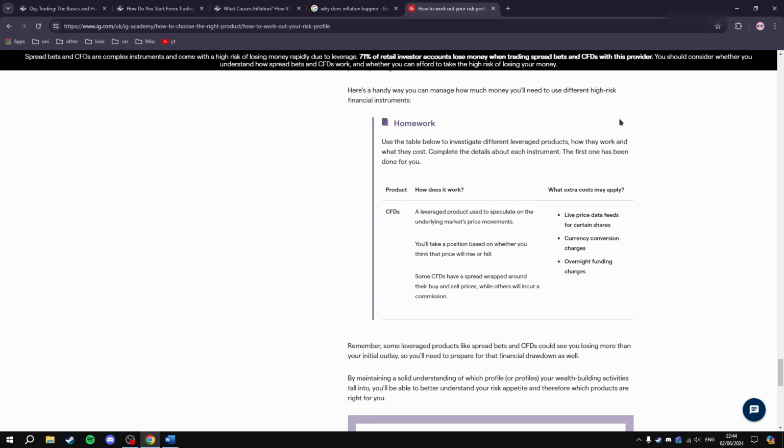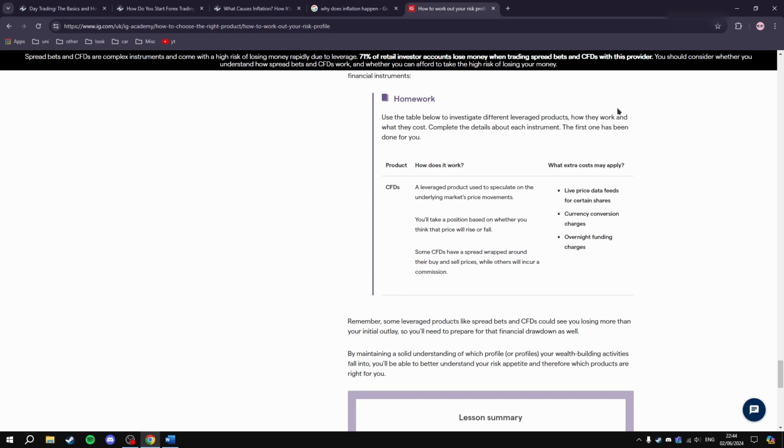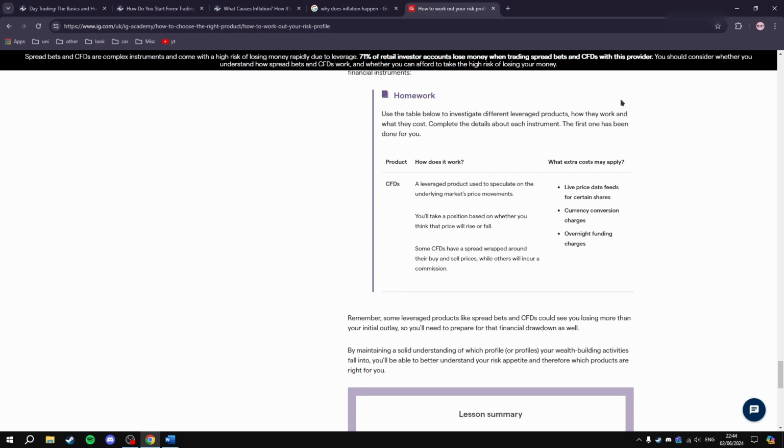Here's a handy way you can manage how much money you need to use. You need to use different high-risk financial instruments. Homework. Use the table below to investigate different leverage products, how they work and what they cost. Complete the details about each investment. The first one has been done for you.